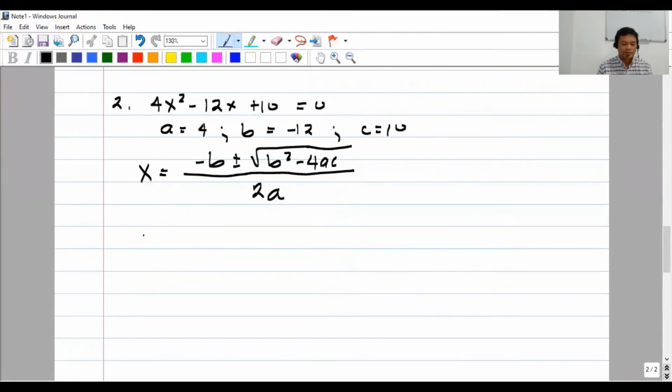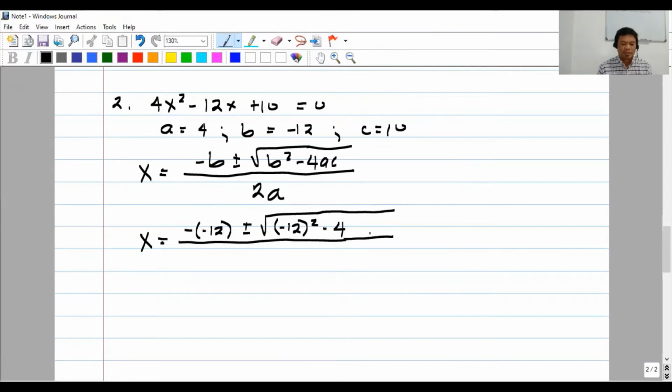So we have x is equal to, so our b is negative 12, so negative of negative 12 plus minus the square root of negative 12 squared minus 4 times the value of a, which is 4, and times the value of c, which is 10, all over 2 times the value of a, which is 4. Okay?